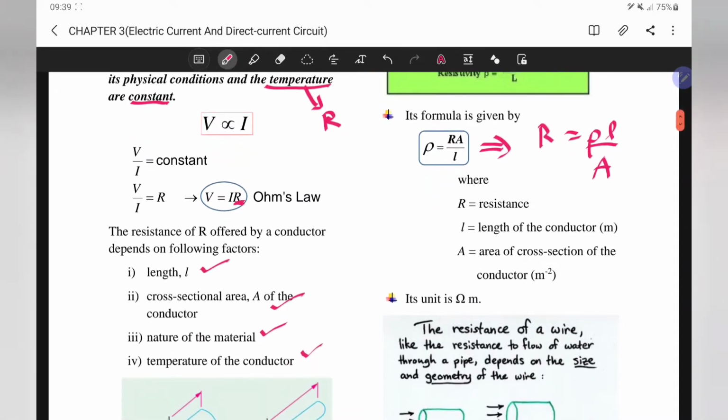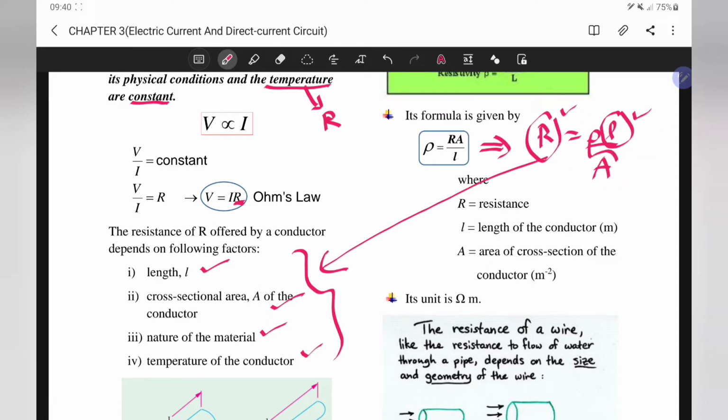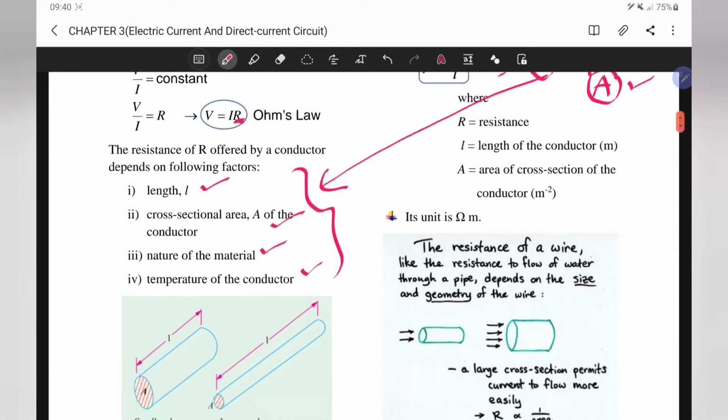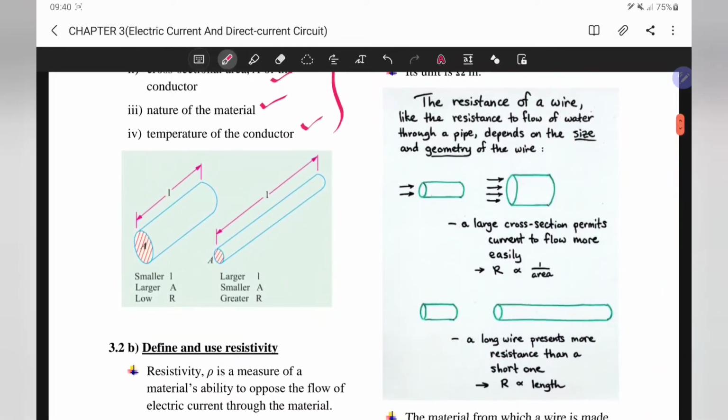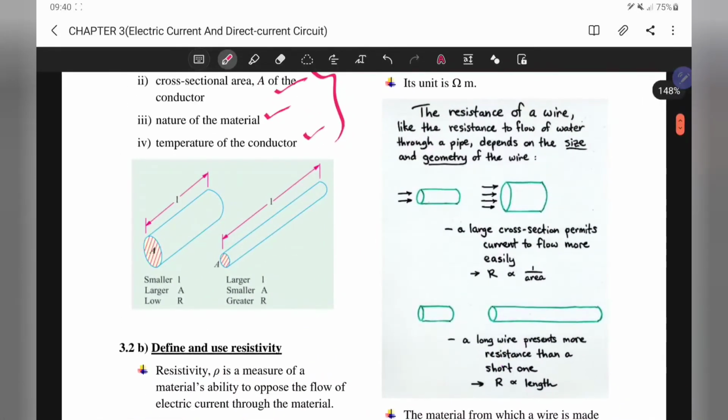Okay, so this is the way we explain these four factors before. Okay, R depends on length, also the cross-sectional area. Okay, but remember R and L are directly proportional. A longer wire gives you higher resistance, and R and A are inversely proportional. So a greater cross-sectional area gives you lower resistance. Okay, so this is the explanation based on this.